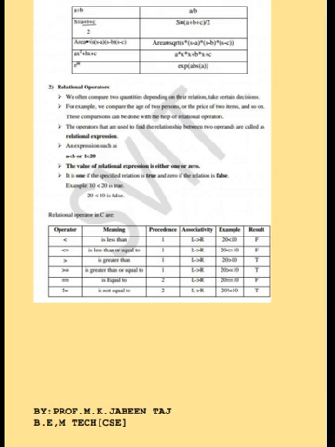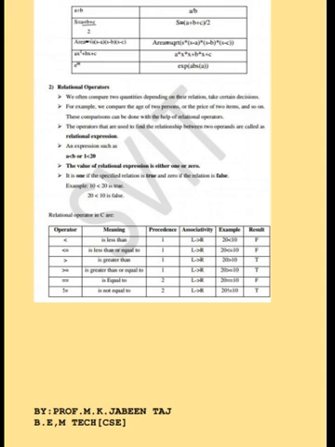Relational operators. We often compare two quantities and, depending on their relation, take certain decisions. For example, we compare the age of two persons or the price of two items and so on. These comparisons can be done with the help of relational operators. The operators that are used to find the relationship between two operands are called relational operators.